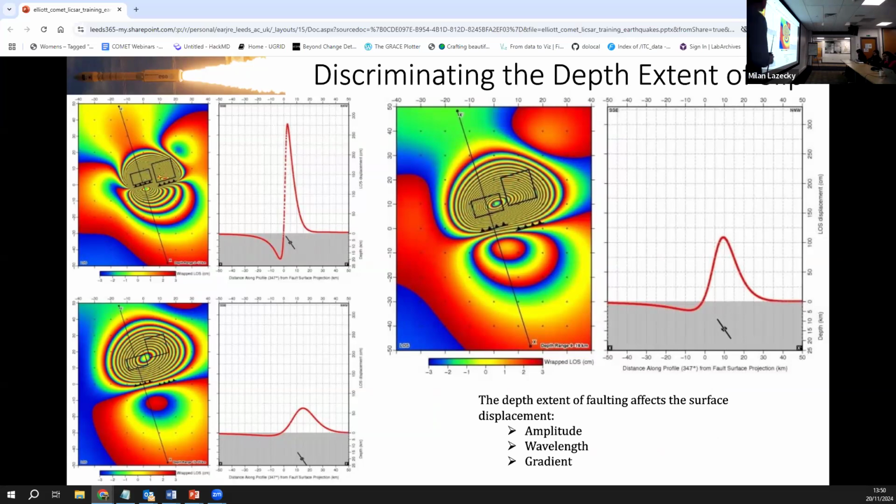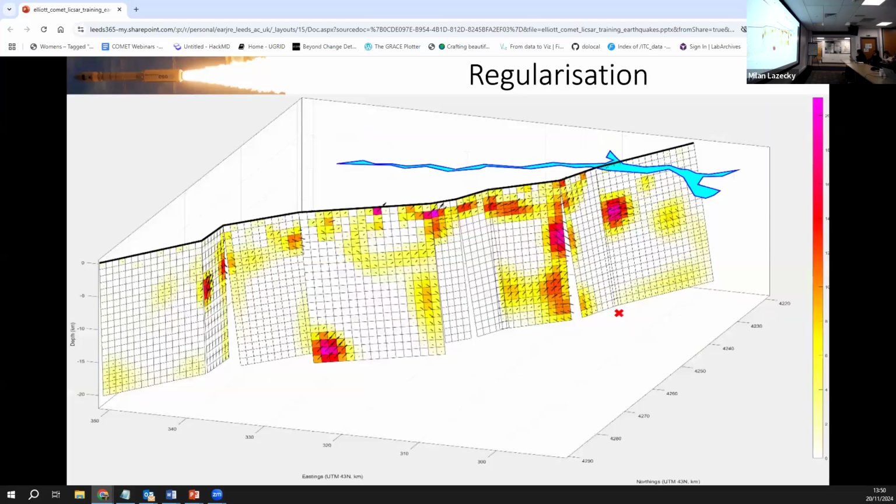So you're looking for changes when you're modeling, when you're saying how deep is this event, for instance, changing the amplitude, the wavelength, and that gradient, how tight those fringes are. Those are your diagnostics. And you're going to do a little trial and error like this. I'll try it a bit deeper, I'll try it a bit shallower, compare the model to my data and see what the misfit is. That's the exercise.